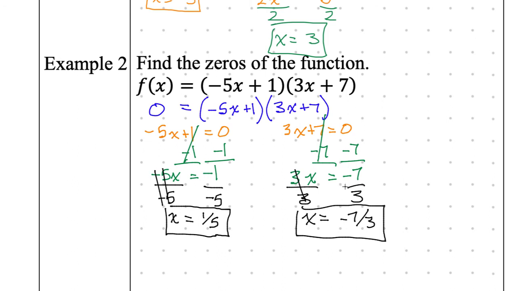Which of these is smaller in terms of Khan Academy? I'm doing air quotes, but you can't see me. This one is smaller because it is more negative. So that's the one I would list first.